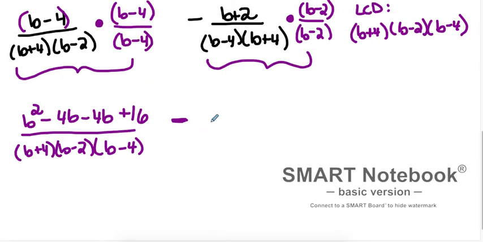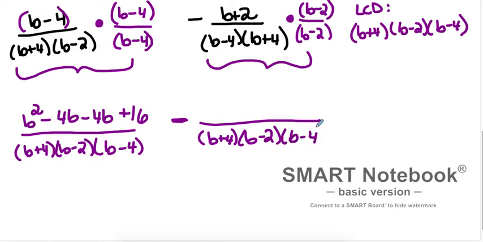So again, the denominator is the same as this denominator. That was the whole point. So I'm going to write my denominator in this order just to keep things nice and organized. So b plus 4, b minus 2, b minus 4. Okay, so as you can see, b minus 4 times b plus 4 times b minus 2, that's all here. I just changed the order so it matches my first fraction.